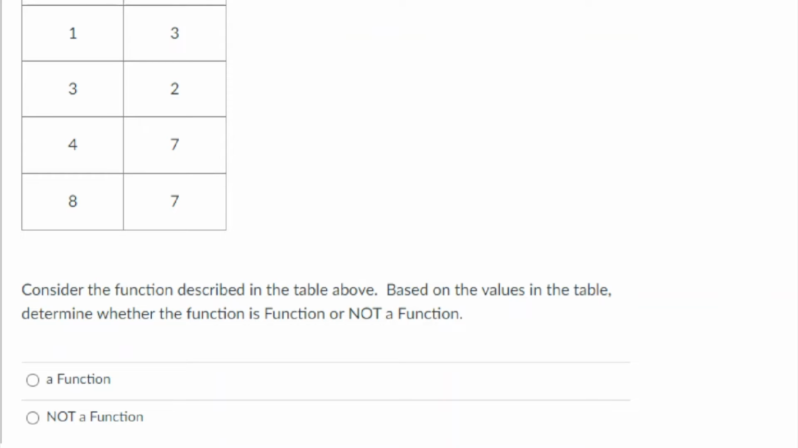Now, next up, I'm asked, is this a function or not a function? The whole idea of being a function or not a function, that should make you think in your mind vertical line test, and basically saying every input has an output. You can't have an input going to 2 different outputs.